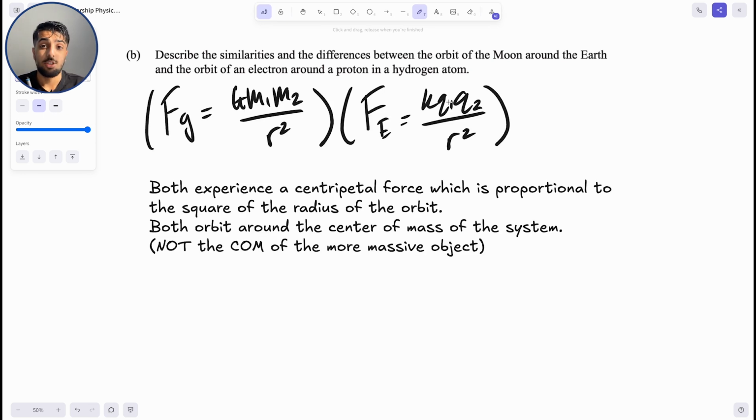So for the similarities, both experience a centripetal force, which is proportional to the square of the radius of the orbit. As you can see there, I've provided the two equations, and you can see they both have r squared in the equations. Both also orbit around the center of mass of the system, not the center of mass of the more massive object. That is a key distinction.